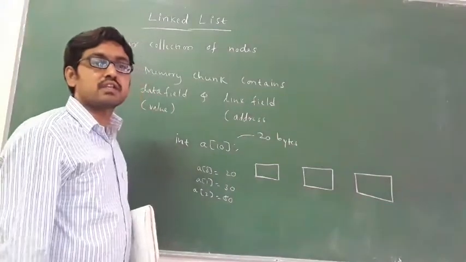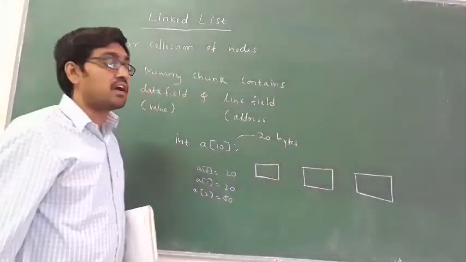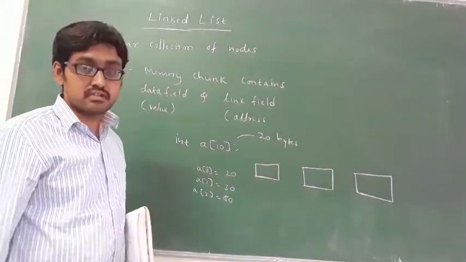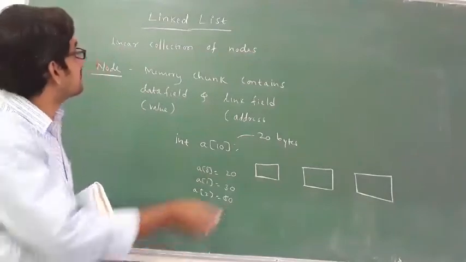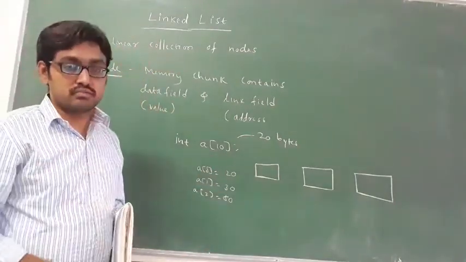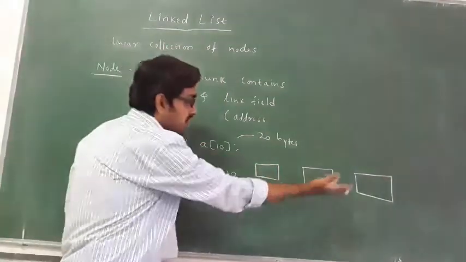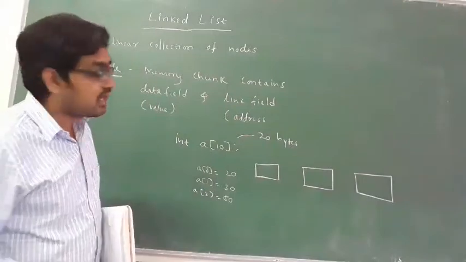These are nothing but nodes. See, this is a linear linked list. What is a linked list? A linked list is nothing but a linear collection of nodes. There are 3 nodes you have. These are the collection of nodes which are linked.